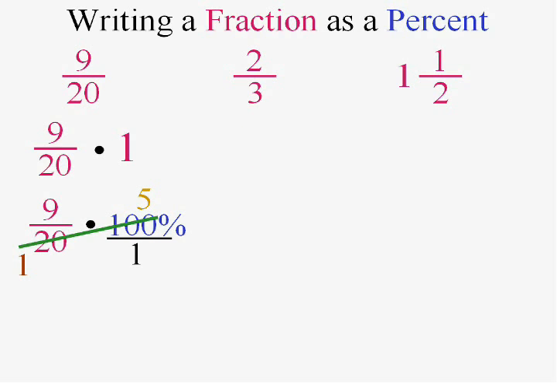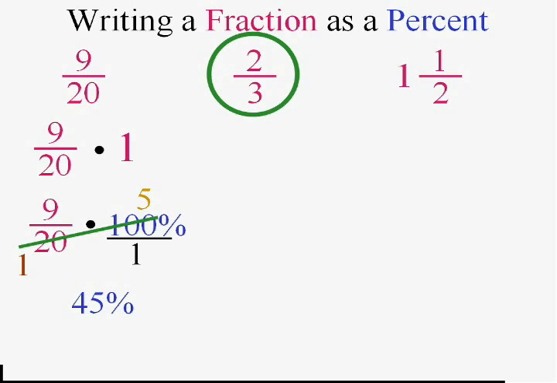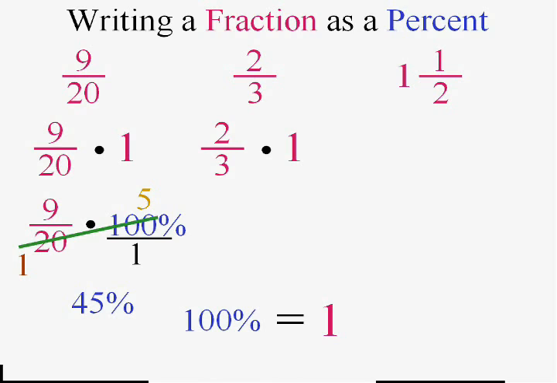And I'm going to get basically 45 over 1. 9 times 5 is 45. 45%. And I've changed that 9/20 to a percent just by multiplying by 100%, which is 1. Next, 2/3. I'm going to multiply by 1 in the form 100%.